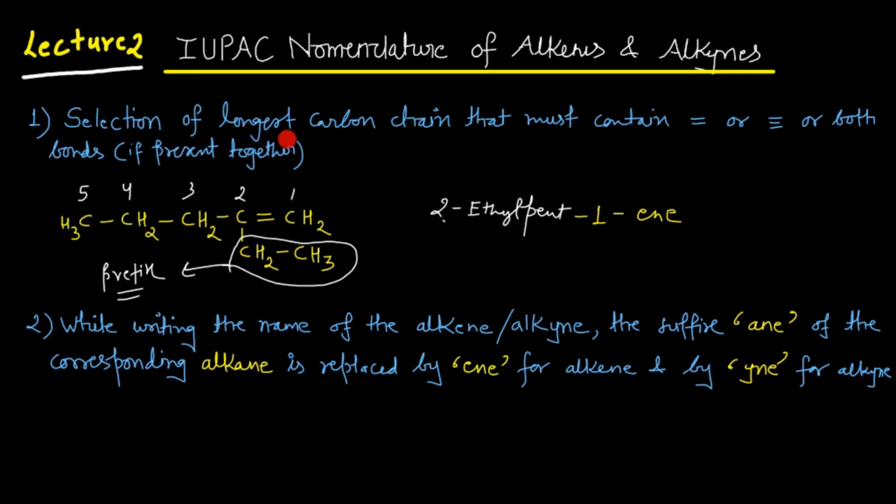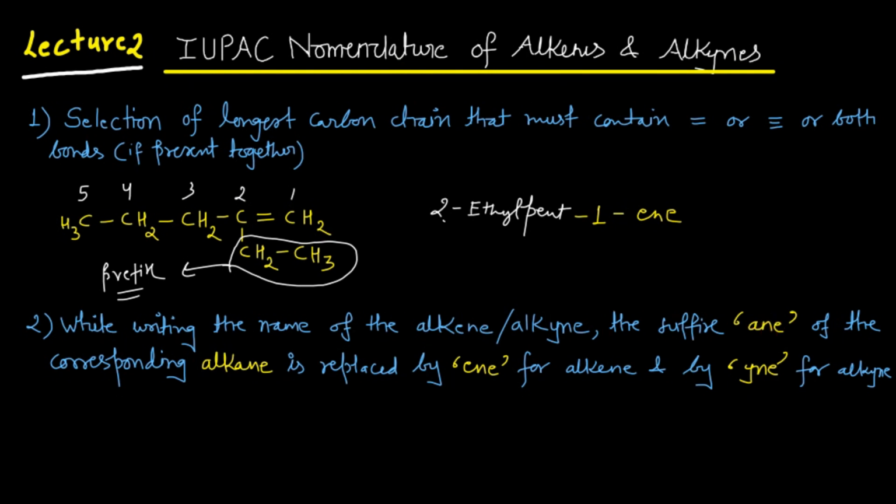So selection of the longest continuous chain that must contain the double bond. That's why I have selected this particular chain. I hope this is quite good, right? So while writing the name of the alkene or alkyne, the suffix ane of the corresponding alkane will be replaced by ene for alkene and yne for the alkyne. Say earlier you have seen in my first lecture that your saturated hydrocarbons have names which end with the suffix ane because they are the paraffins, alkanes, right?